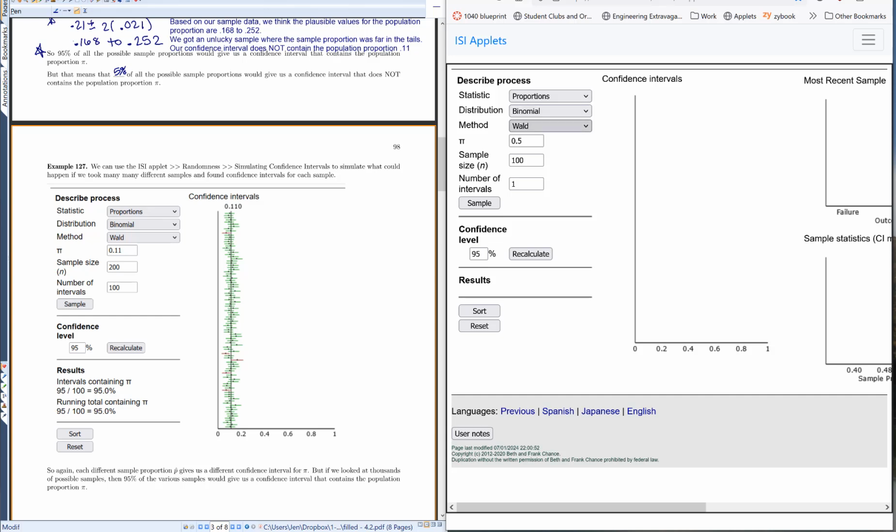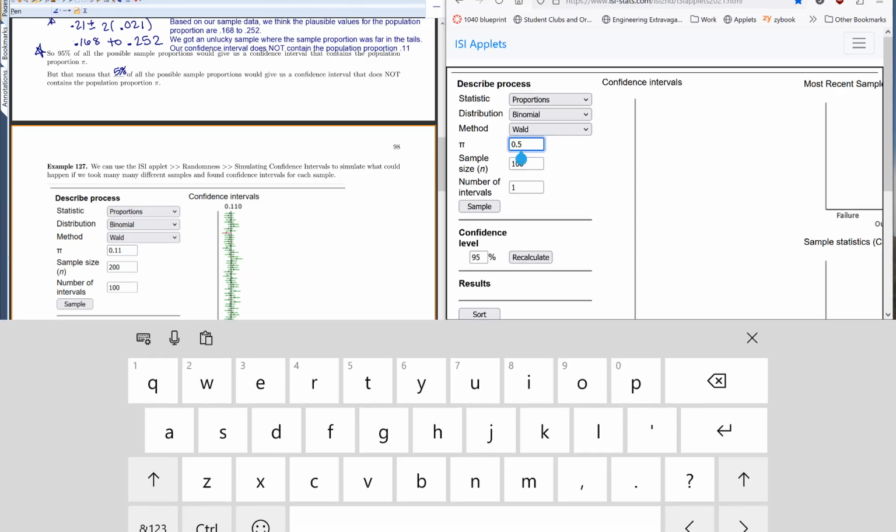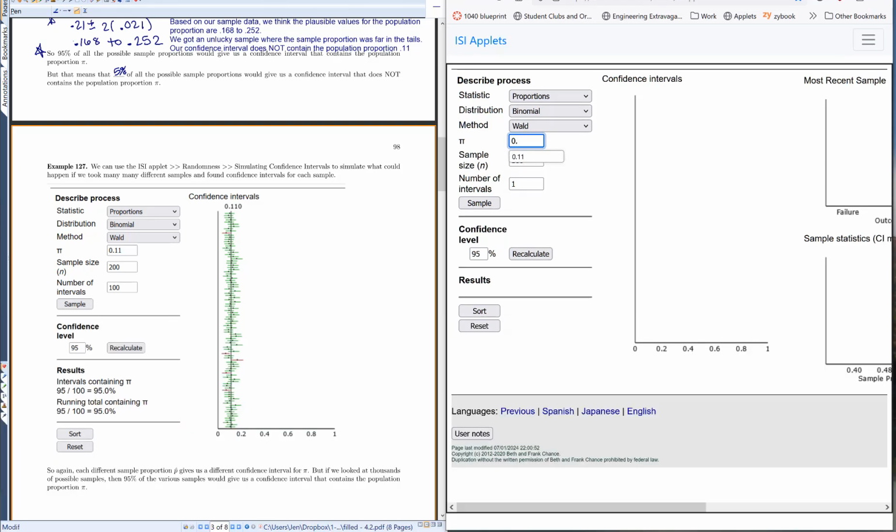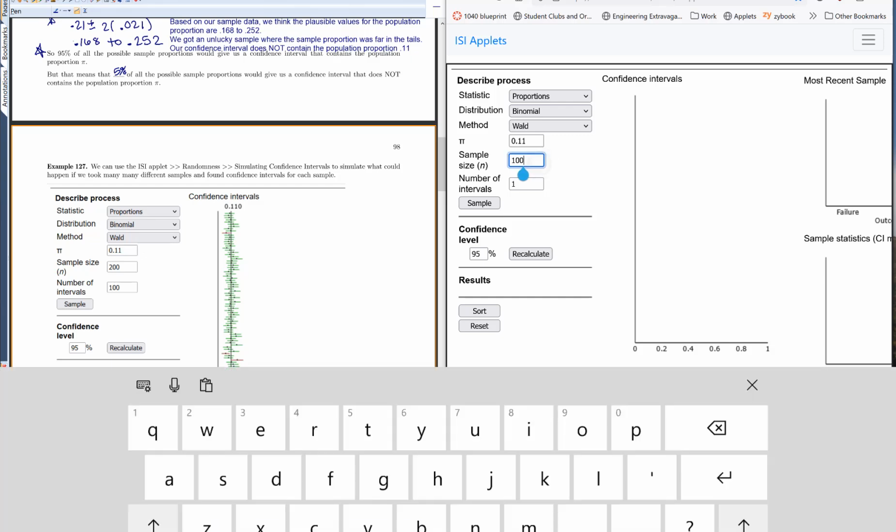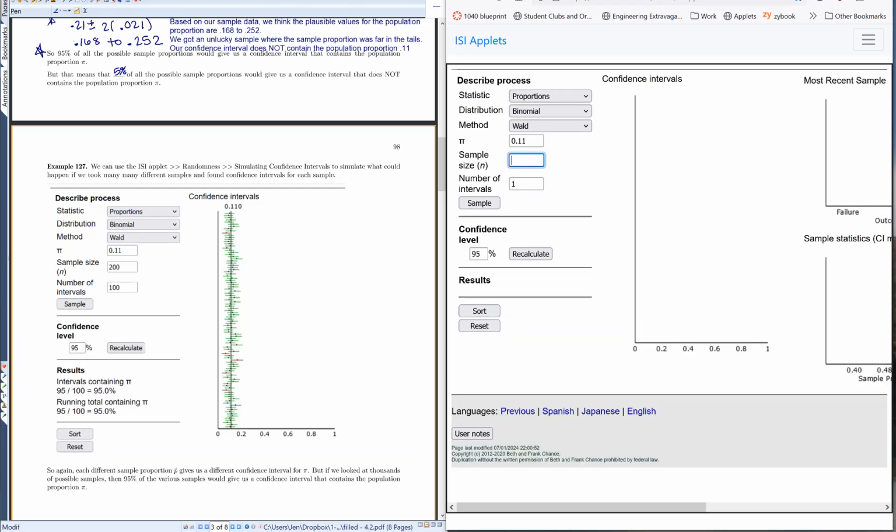You can ignore this binomial model. That's more complicated than what we do in this class. This is a simulation. We're putting in what we happen to know the population proportion is. We happen to know it's 0.11. We change our sample size to 200. Right now I'm going to do just one interval, and I want a 95% confidence level.